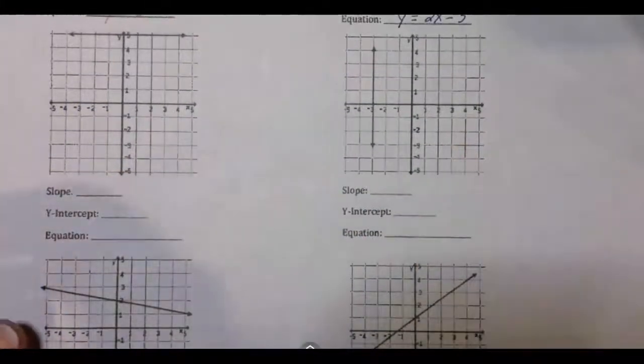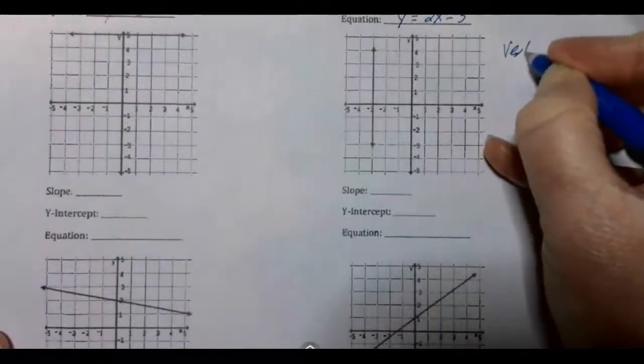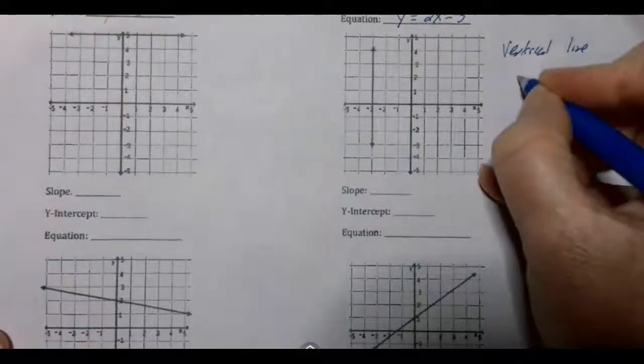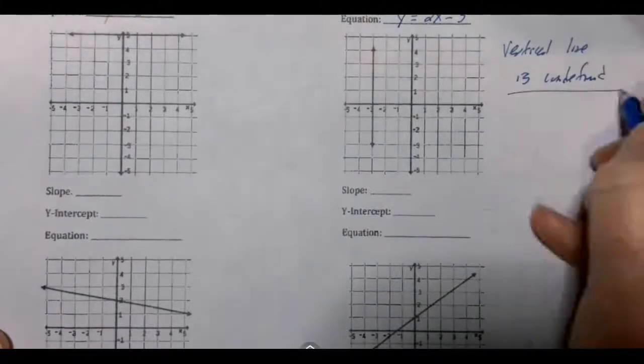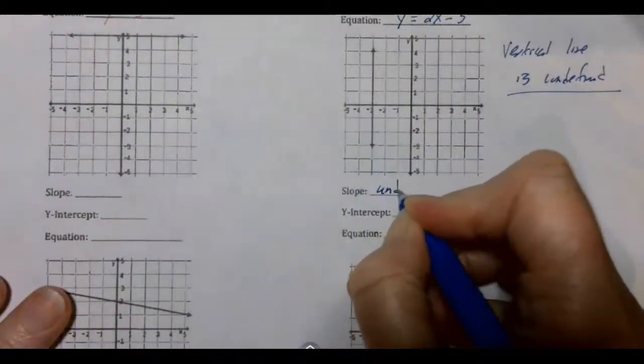Now, we know that, and I'm going to actually start with this one. We know vertical line is undefined. Vertical line is undefined. Hopefully you've learned that and stuck it in your head. Okay, so that's the first thing I want you to realize. So the slope on this is going to be undefined.